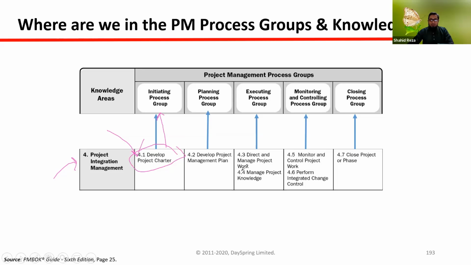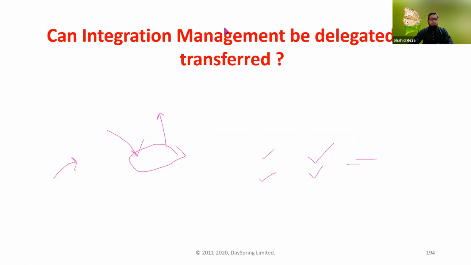Okay, in the executing process group, there are two processes: direct and manage project work, and manage project knowledge. Under the monitoring and controlling process group, in the project integration management knowledge area, there are two processes. And finally, in the last process group, closing process group, only one process: close project or phase.